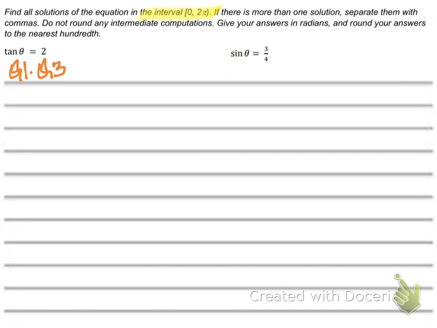So finding the quadrant 1 guy is the same as finding theta hat. And so theta hat is the inverse tangent of 2. So that means that theta is the inverse tangent of 2. That's my quadrant 1 guy.